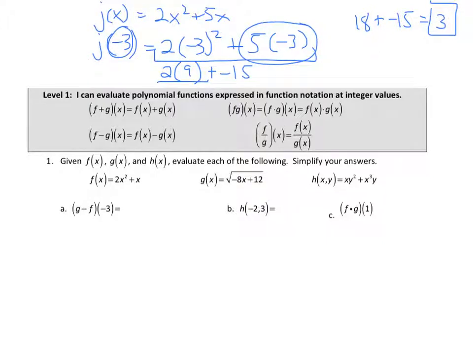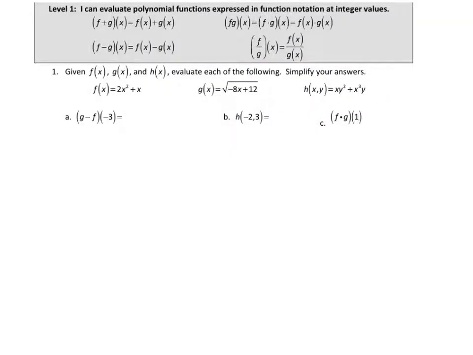But in this skill, we're actually going to be combining more than one function. And what we're going to be doing is, depending what operation you have in your function, whether it's addition, multiplication, subtraction, or division, you're going to be evaluating two different functions for the same number, and then at the end you would either add, multiply, subtract, or divide your two answers. So this makes more sense if we look at an example.